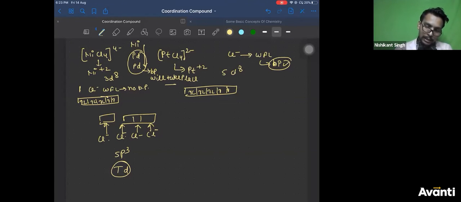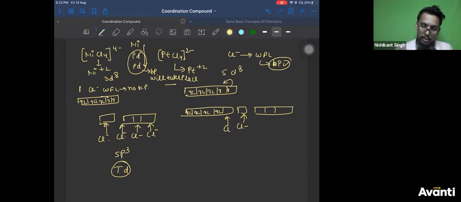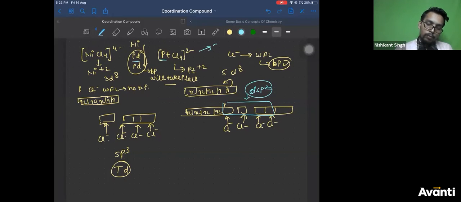So if you take this, the electron will back pair here, and you will get 1, 2, 3, 4, 5, 6, 7, 8. D is empty, 4s is empty, P is empty. Now Cl- will come and donate here, here, here, and here. Your hybridization will become dsp2. Getting the point? This is the importance of the metal. So PtCl4 2- is square planar.